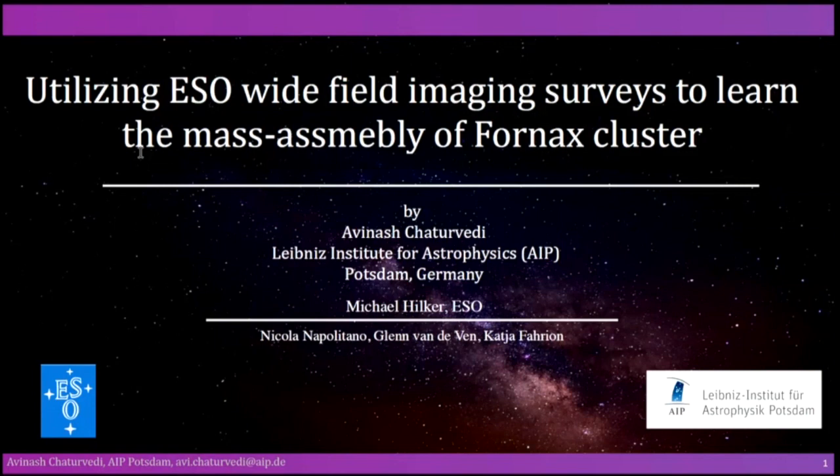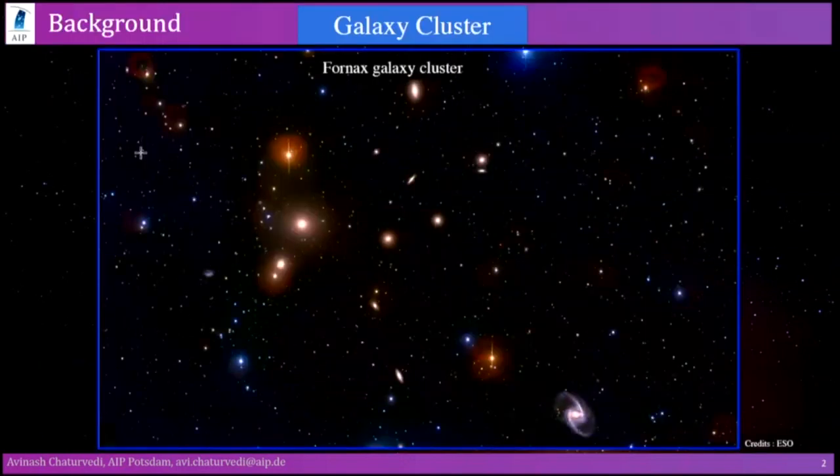And let me start with the galaxy cluster, and this will also bring me to the motivation behind using Fornax cluster. So galaxy clusters are the most massive gravitationally bound objects in the universe. And here what you see is a beautiful image of the Fornax galaxy cluster. Studying the mass assembly of a galaxy cluster, we could learn various things in general.